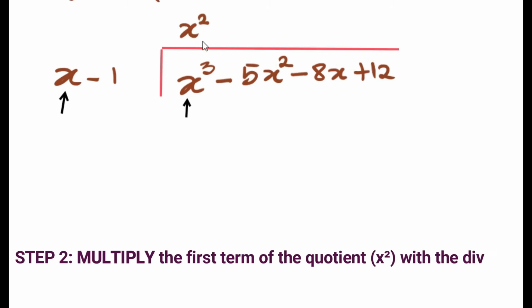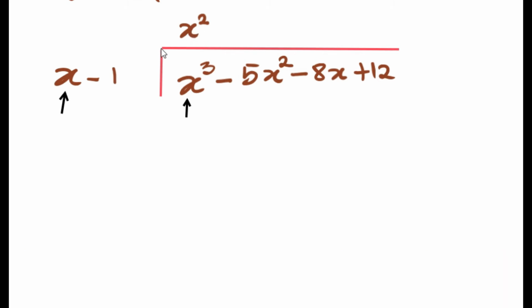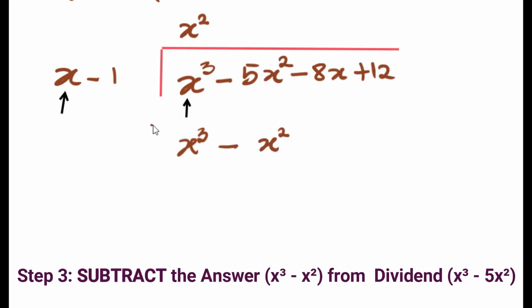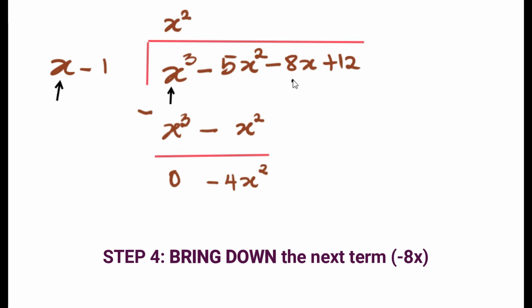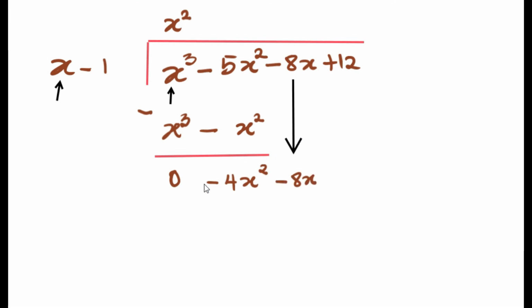Now, the next step is to multiply our x squared by our factor, meaning multiply x squared by x, which is x cubed, and also multiply x squared by negative 1, which is negative x squared. Then we would subtract the first two up here, which is x cubed minus 5x squared, by that one over there. Now the subtraction of this part will give you 0, while this one here would give you negative 4x squared. Then what follows it, we will bring down negative 8x. Then we'll repeat the process again.